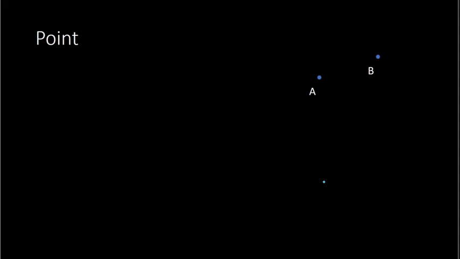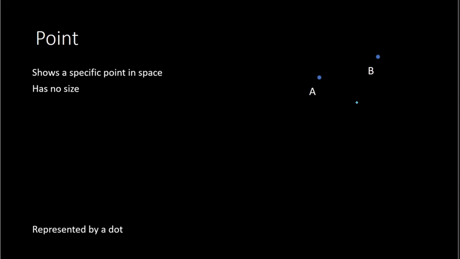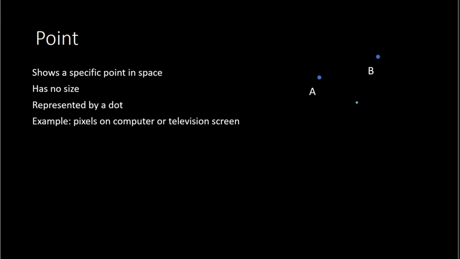Now a point is going to look like this. All right, so a point has no size. What it does is it shows a specific point or location in space. It is represented by a dot. Some examples of this could be like pixels on a computer or television screen, where we have a bunch of different dots to make up your picture. When you're naming a point, we can use capital letters, as you see right here. We have point A and point B.